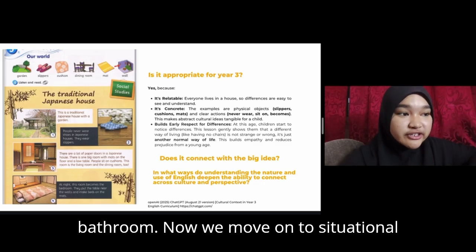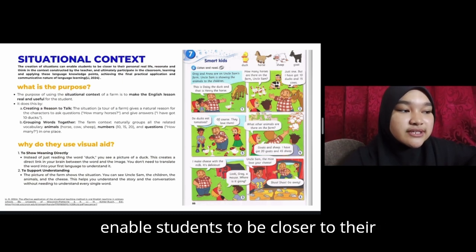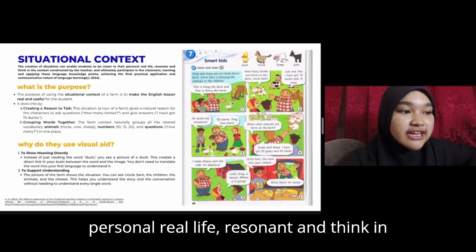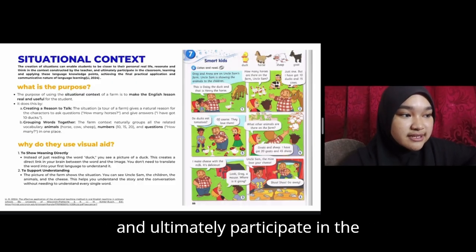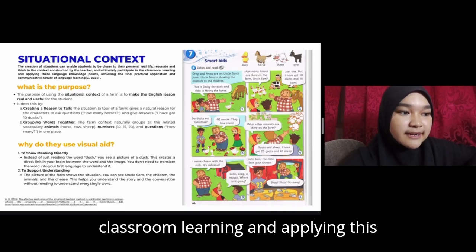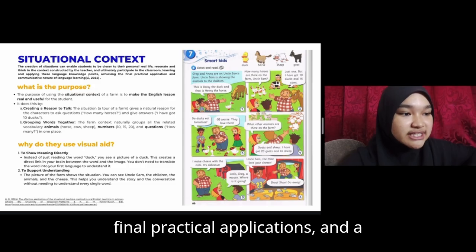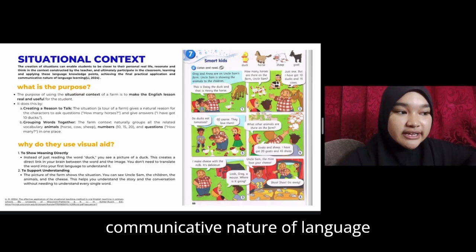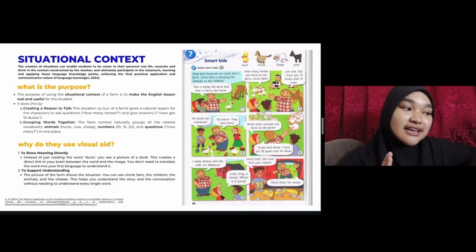Now we move on to situational context. The creation of situations can enable students to be closer to their personal real life, resonate and think in the context constructed by the teacher, and ultimately participate in the classroom, learning and applying this language knowledge, achieving the final practical application and communicative nature of language learning, said by Lee 2024. As you can see on the page here.